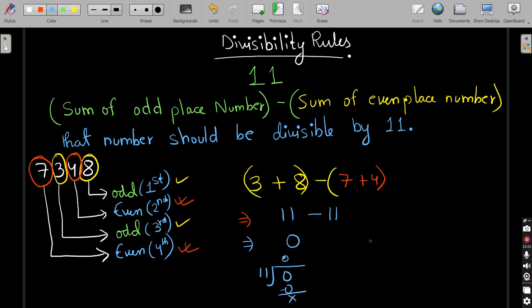So finally I can write, therefore it is divisible by 11. And if this number is not divisible by 11, so for example in place of this difference I got 456, then that number is not divisible. So I hope you are getting the logic of how to solve this problem in the perfect manner.